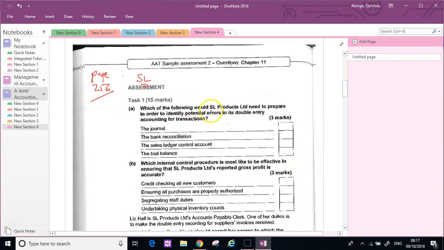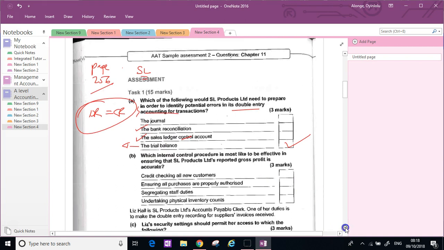Right, so what are we saying? It says, which of the following SL Products need to prepare in order to find errors in its double entry accounting. So we're really trying to see, do our debits equal our credits? Well, the bank rec is focused on the bank, to do with bank and cash book. The sales ledger control account just keeps a record of all our trade receivables in terms of totals. The answer really here, of course, I'm sure you know, is the trial balance. The trial balance is, if you like, our final check to look for any arithmetic errors. So the answer is the trial balance.